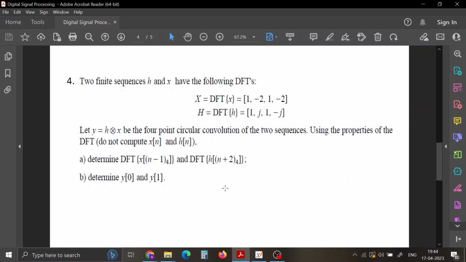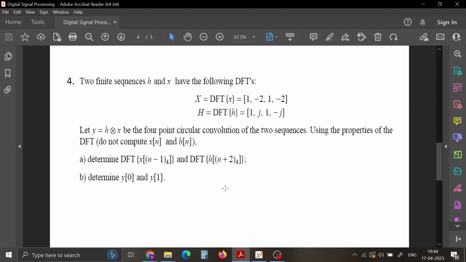And now this is the expression you know for capital Y of k, which is the DFT of y. And capital Y of k, you just now got that it is the product, it is simple multiplication of capital H of k and capital X of k. Capital H of k is known to you, it's the given sequence. Capital X is also given, it's the DFT of small x. These two DFTs are given in the question. You can easily take the pointwise product and find capital Y of k. That's it, you can do it.